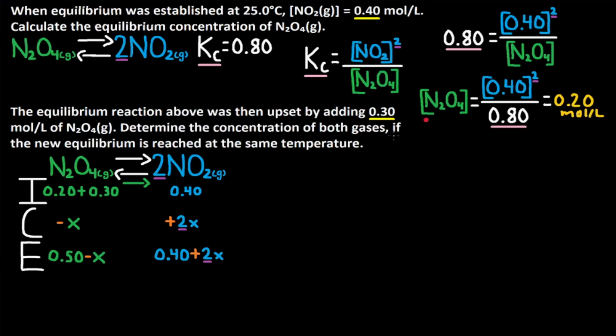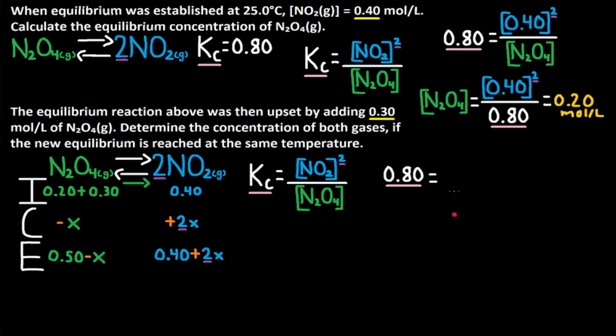We already wrote it up here, so we can just take that again. Now we plug in the numbers available. Kc is equal to 0.80, so 0.80 is equal to 0.40 plus 2x to the power of 2, and then we have 0.50 minus x on the bottom. It may seem good to square root both sides, but if we square root both sides, we do get rid of the exponent here, but then we get an exponent of 1 divided by 2, and we don't want to deal with that. So we're not going to square root both sides.